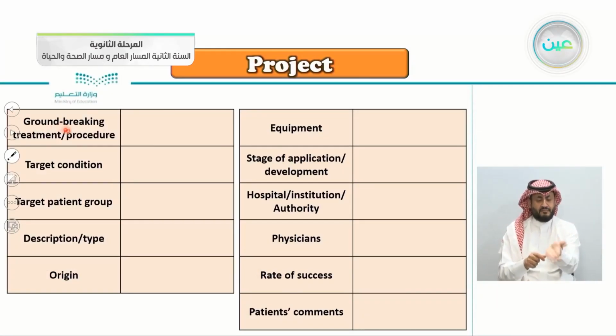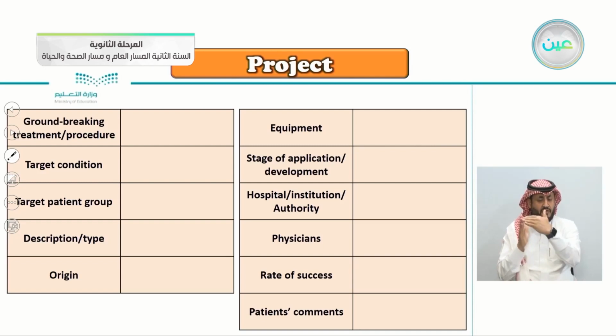The groundbreaking procedure, write it here. Target condition: what is the condition? Maybe it's cancer or Alzheimer's and so on. The target patient group, description or the type. The origin, of course, the origin of this treatment. What is the equipment needed for this treatment?